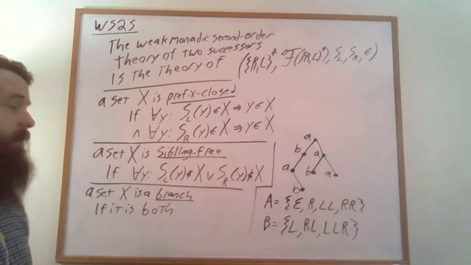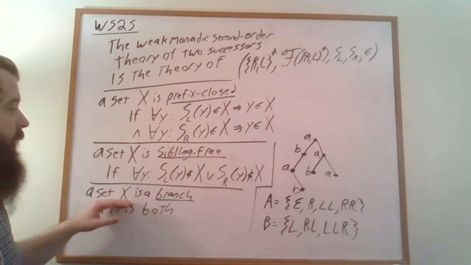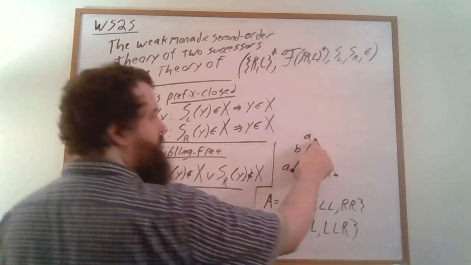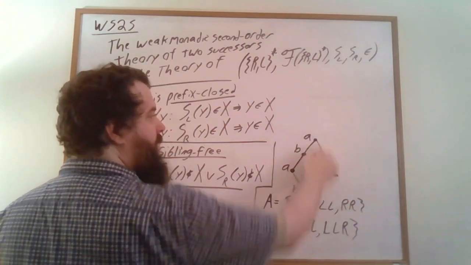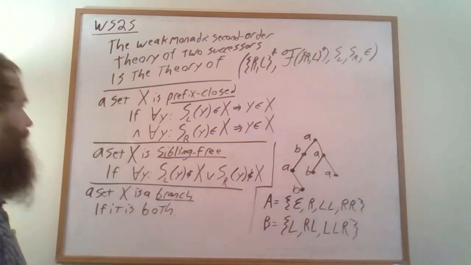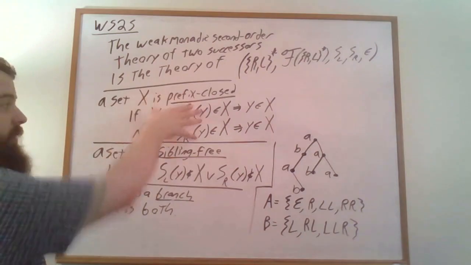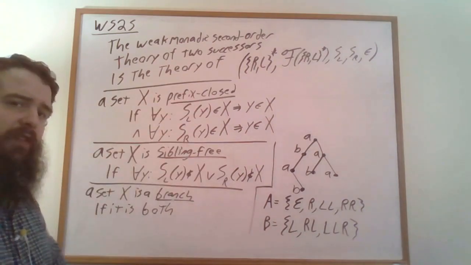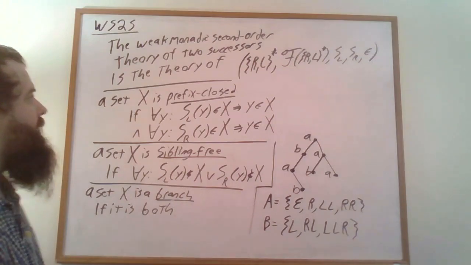And in particular, that means that our set X represents a branch through a tree. It represents the set of positions of nodes that form a branch within some tree if it's both prefix closed and sibling free. So this language can actually say a fair number of things.